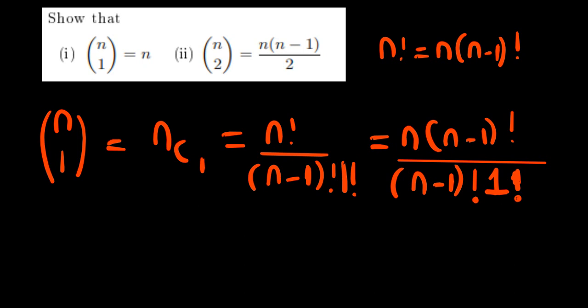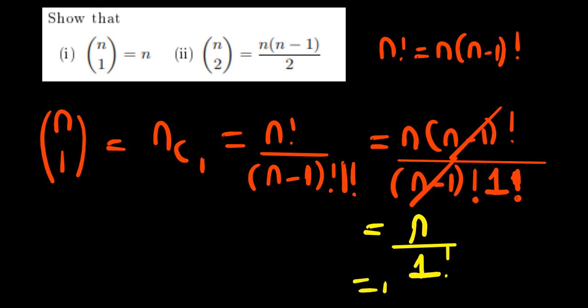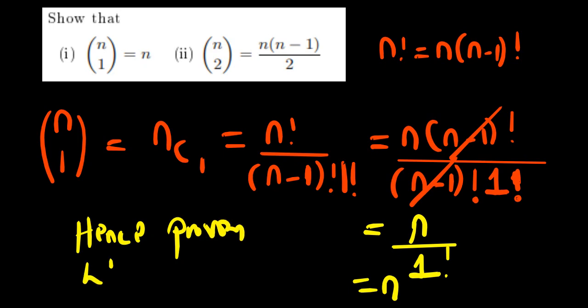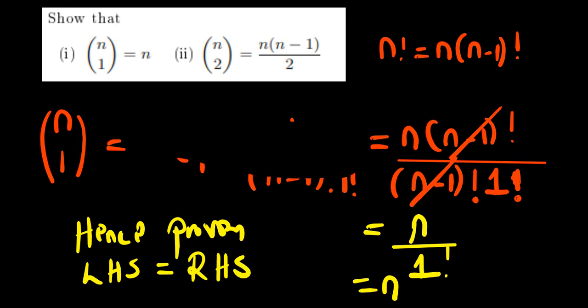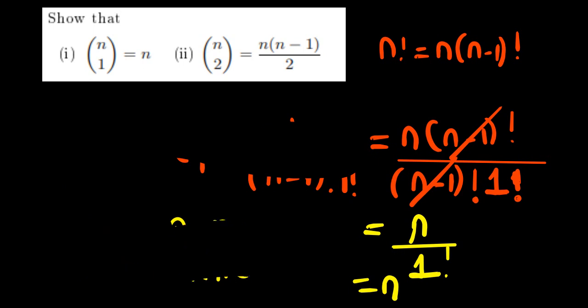So this and this can divide. Therefore what am I going to remain with? On top I have an n, down I've got a 1 factorial. Now 1 factorial is just the same as 1, and n divided by 1, I'm just going to get an n, hence proven. Because the left hand side is equal to the right hand side for the first one. Now let's solve the second one. How do we prove the second one?